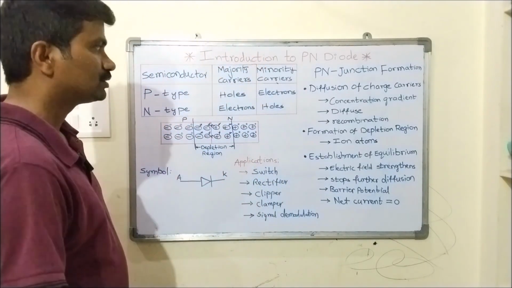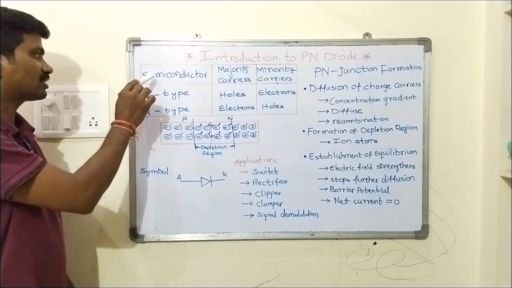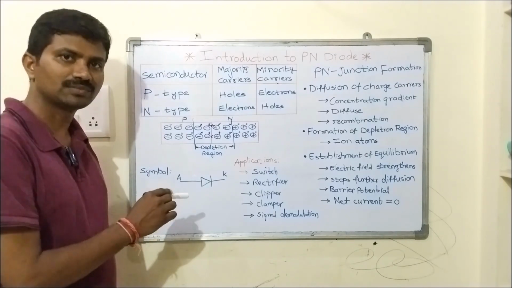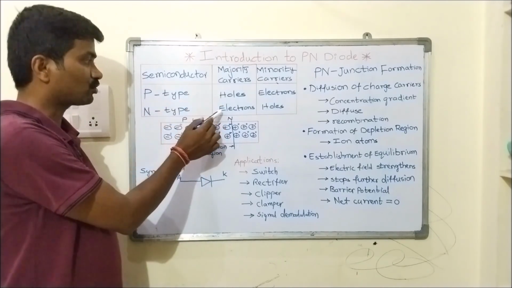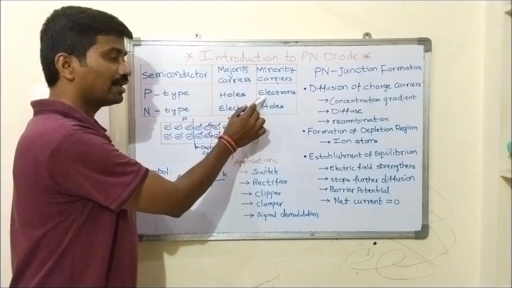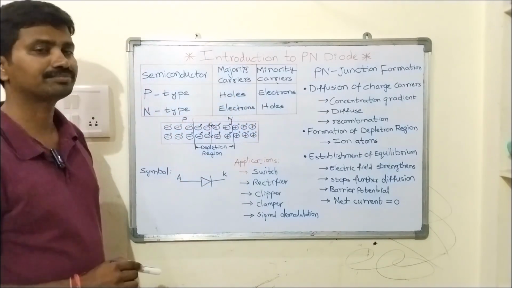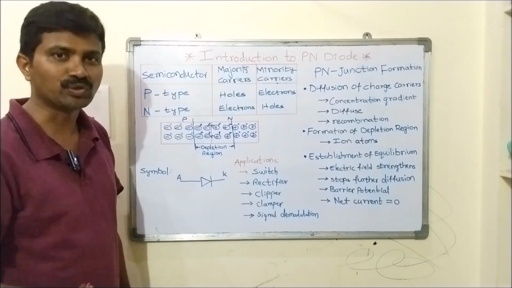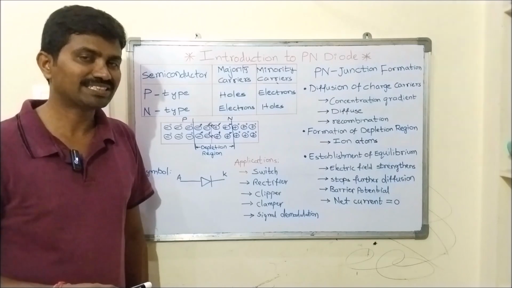First, let us know about semiconductors. Semiconductors are of two types, P-type and N-type. Holes are the majority carriers in P-type, whereas electrons are the majority carriers in N-type. Electrons are the minority carriers in P-type and holes are the minority carriers in N-type. These semiconductors are formed by doping, nothing but adding impurities to the silicon and germanium materials.